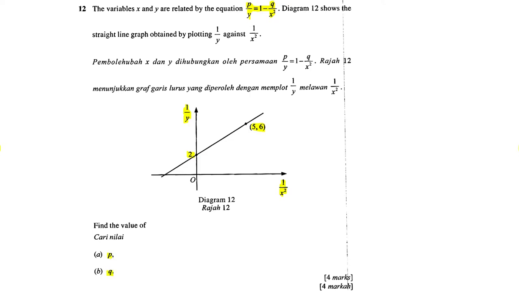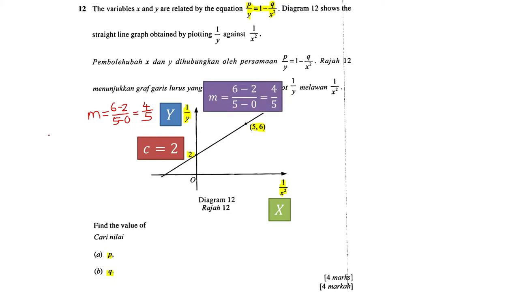So as usual, the first thing we need to know is the big Y, the big X, the y-intercept, and of course, the gradient. So we find the gradient first. m equals 6 minus 2 over 5 minus 0, which gives you 4 over 5. That is our gradient. For the linear form from our graph, Y equals mX plus c, we substitute inside. Big Y is 1 over y, gradient is 4 over 5, big X is 1 over x squared. I put a bracket to differentiate the gradient and the big X. And lastly the y-intercept, plus 2.